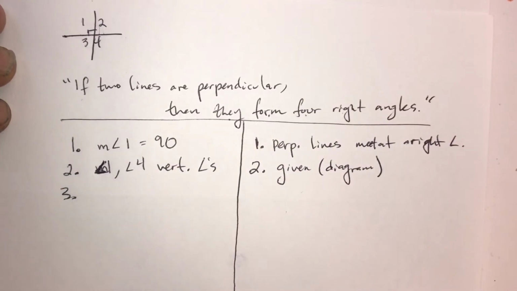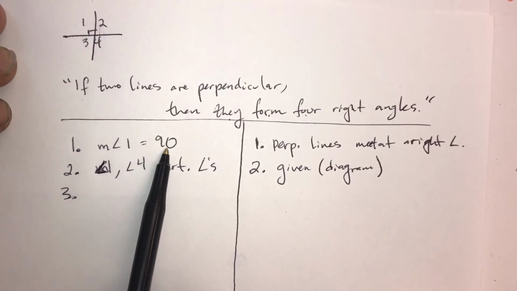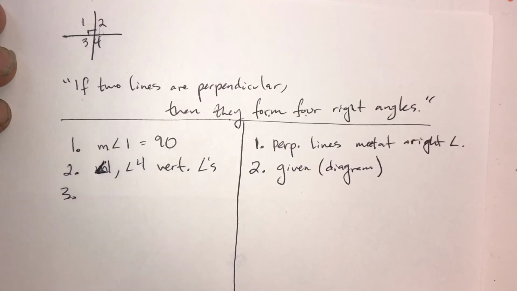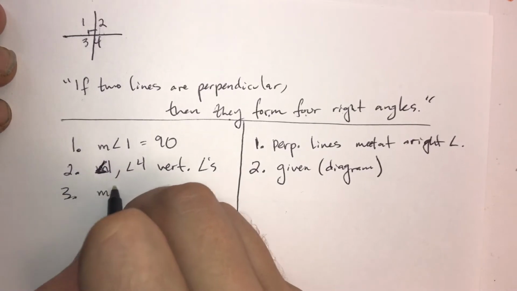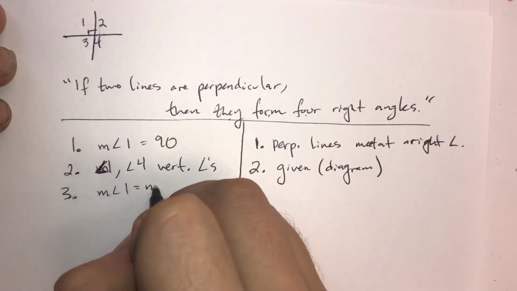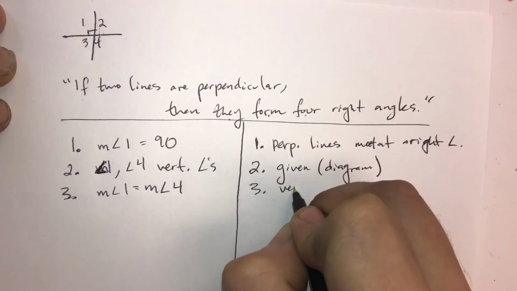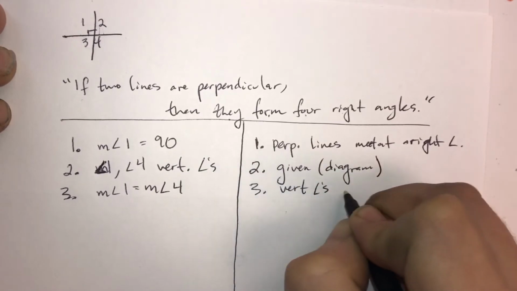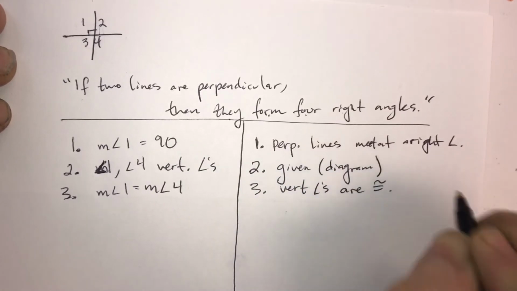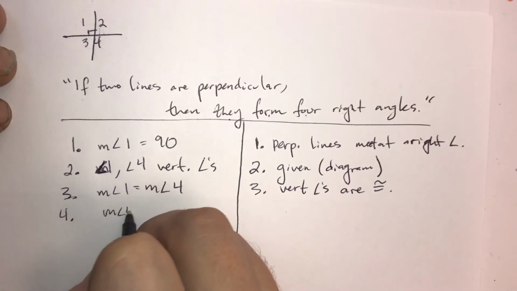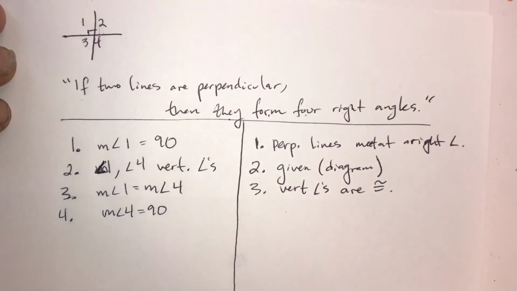What else do we know? We know that 90 degrees is the measure of angle 1. We know that vertical angles are congruent. So measure of angle 1 equals measure of angle 4. Because vertical angles are congruent, step number 4 looks like the measure of angle 4 is also equal to 90 degrees.